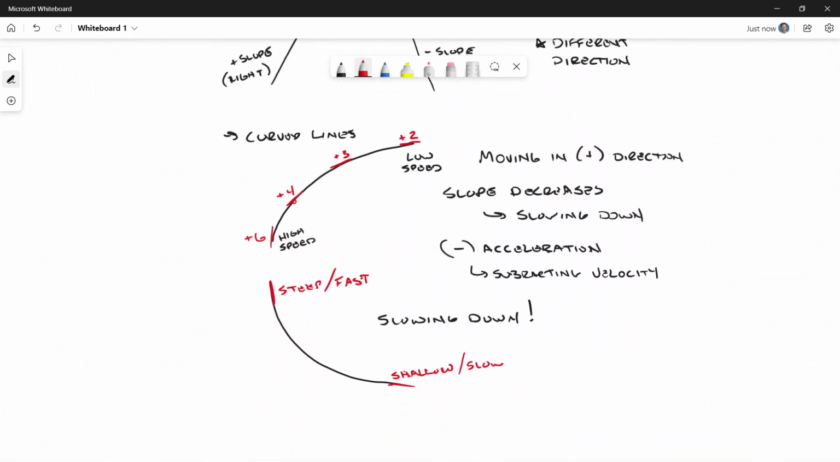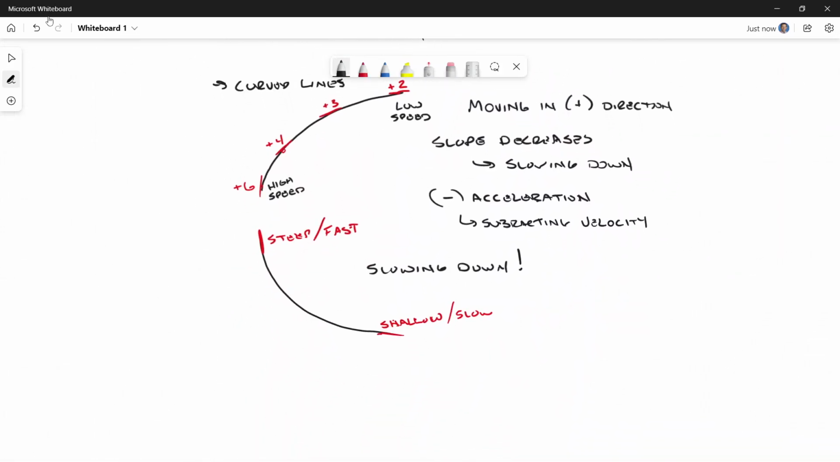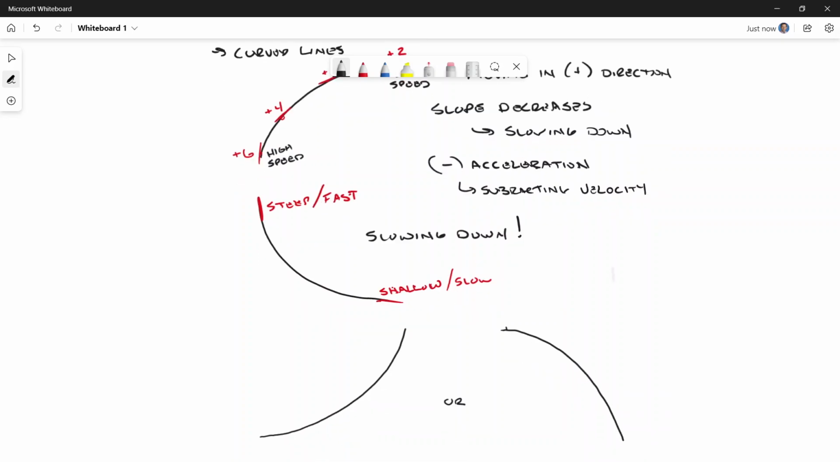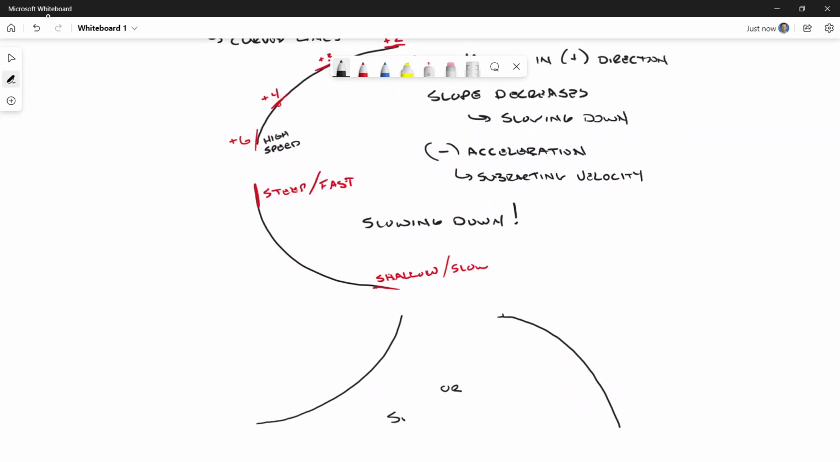So what would it look like if we're speeding up? Well, you would see something that looks like this, an object starting flat and speeding up. Or you might start fast this way, or start slow at the top and speed up this way. Both of these are speeding up. The slope is increasing.